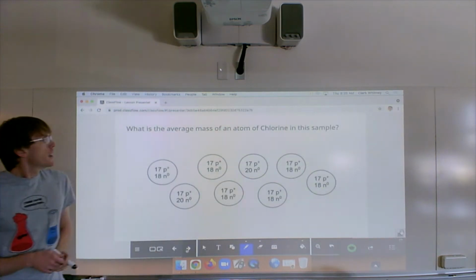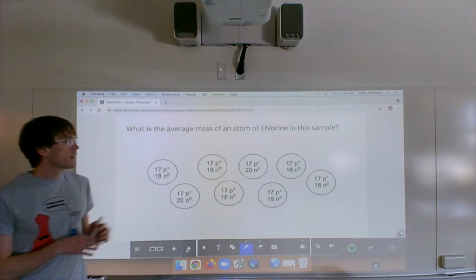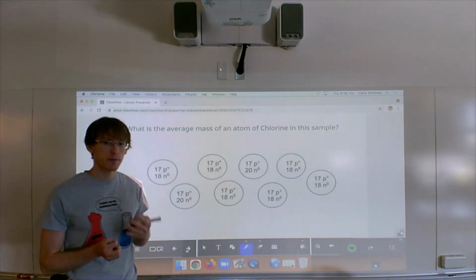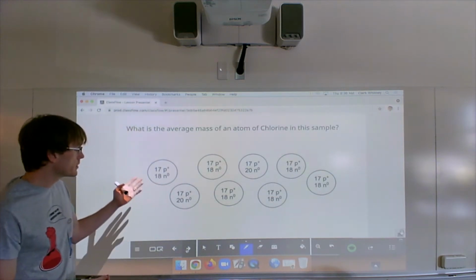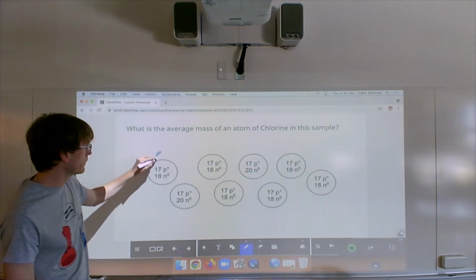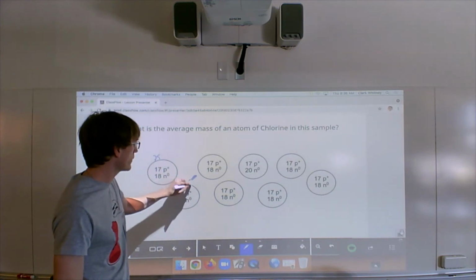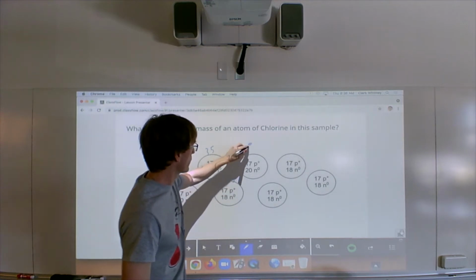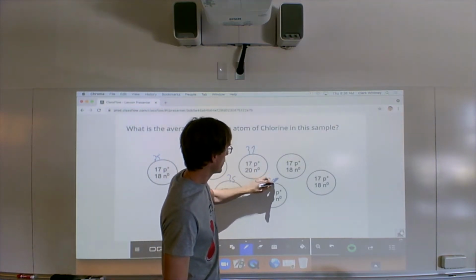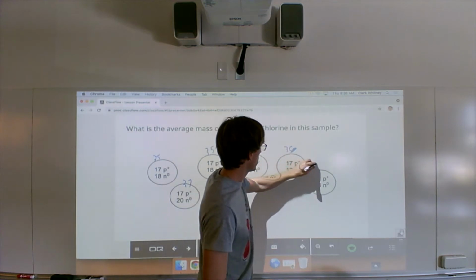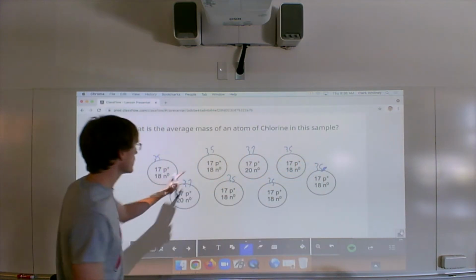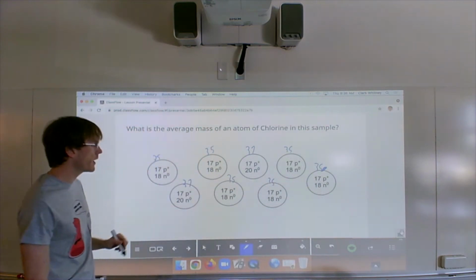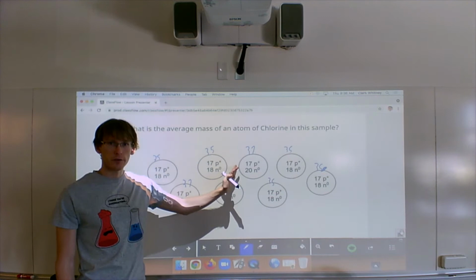Now, if you were to look at the sample, you could count up all of the atoms here and find an average atomic mass. So what we could do is we could say this one is apparently the 35, and this is the 37, and we have the 35 here again, 35, 37, 35, 35, and 35. And so we have 1, 2, 3, 4, 5, 6 atoms of chlorine 35 and 2 atoms of chlorine 37.